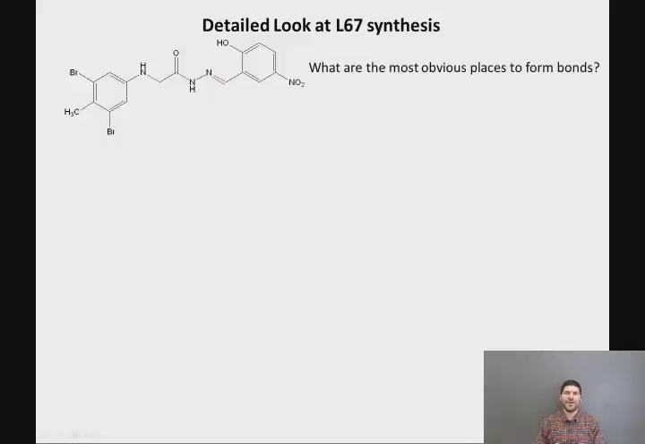We now consider the synthesis of this molecule that I call L67. And when we're thinking about this retrosynthetically, following the guidelines from the previous lesson, the question we want to ask ourselves first is, what are the most obvious places to form bonds? That in many cases is the hardest part of the job, and in drawing this structure I have already done that for you because I have indicated the most obvious bonds to form in red.